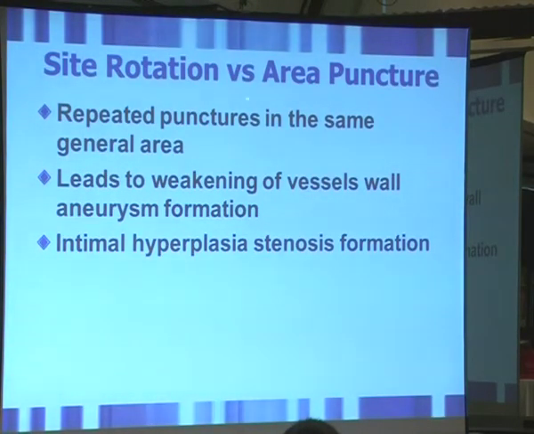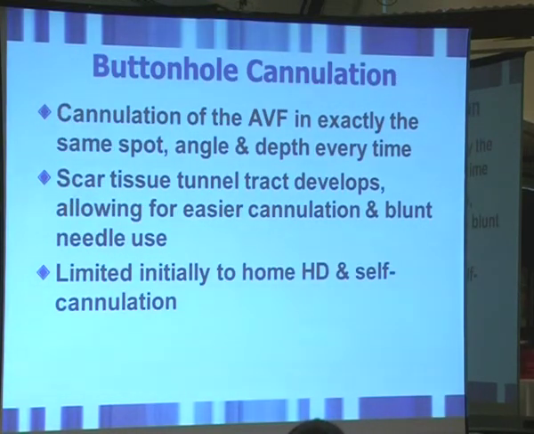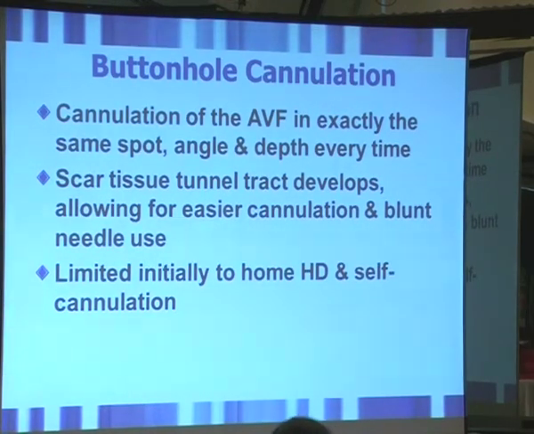So this is what we call the area puncture technique. With more proximal fistulas, with bad vascular segmentation, we invariably do area puncture techniques. And this basically leads on to aneurysm and stenosis. So what alternative we have is a buttonhole technique or a buttonhole cannulation, and this entails cannulation of the AV fistula in exactly the same spot using the same angle and the same depth each time.